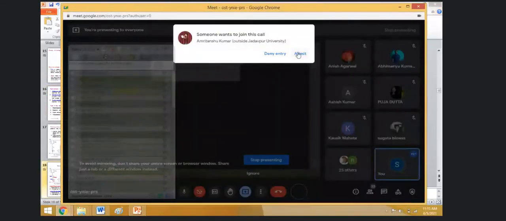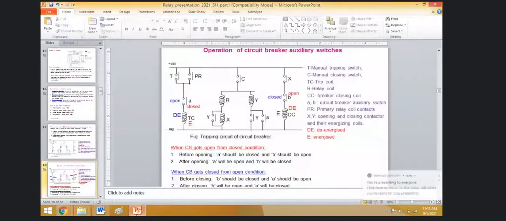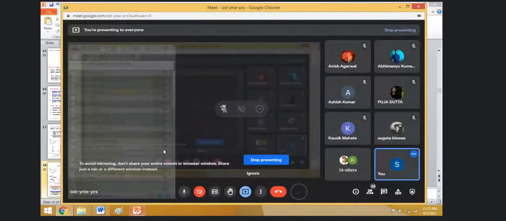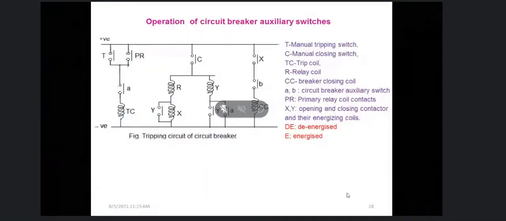Somehow if I get disconnected, then you call me, otherwise I cannot understand, because in my laptop the PPT will be open, so it is not visible.